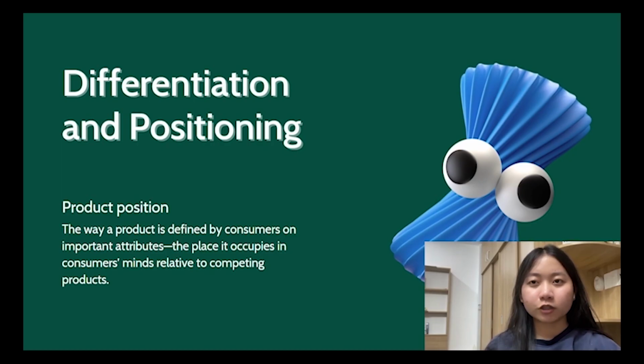So now let's explore the differentiation and positioning. The consumers are overloaded with information about products and services. They cannot reevaluate products every time they make a buying decision. So to simplify the buying process, consumers organize products, services, and companies into categories and position them in their mind. So product position is the way a product is defined by consumers on important attributes, the place it occupies in consumers' minds relative to competing products.